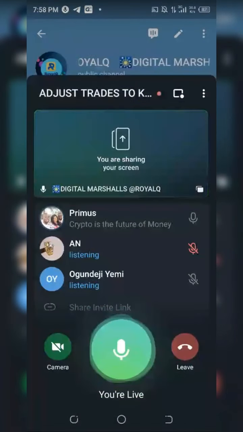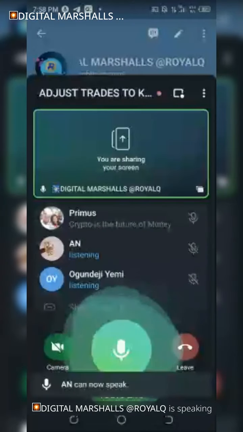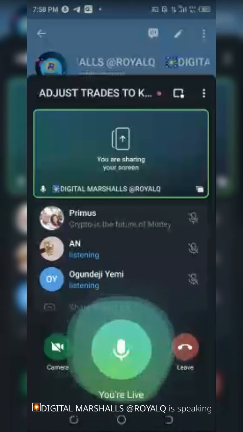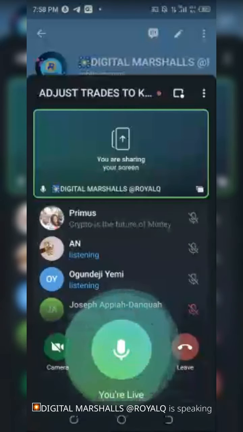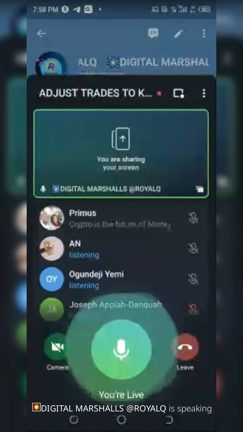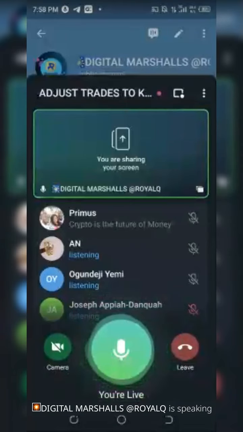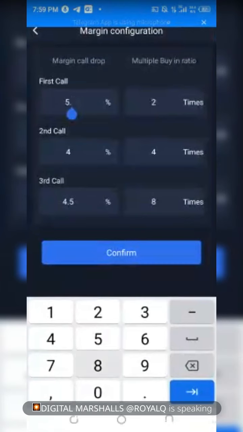Yeah, I was setting a trade on one shot. How I set my one shot trade for $45 allocation for each coin in case all the margin calls are picked. So that's what I was demonstrating. I hope you can see my screen. So I'm going back to the Royal queue. So this is how I set my one shot.